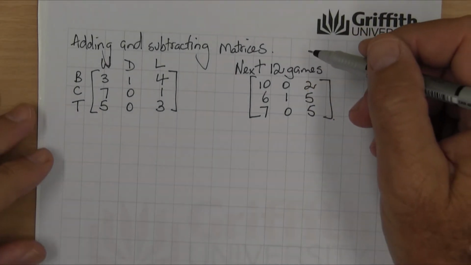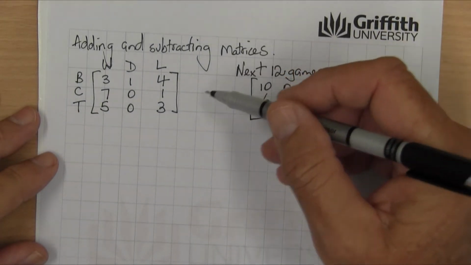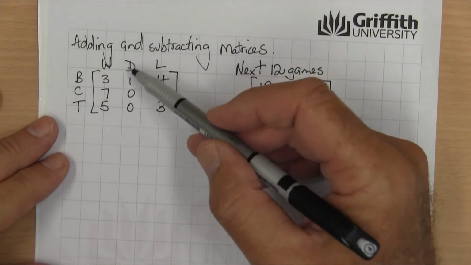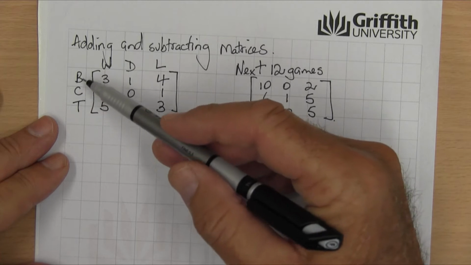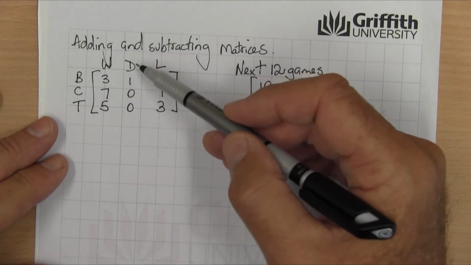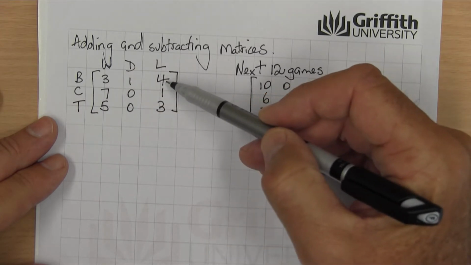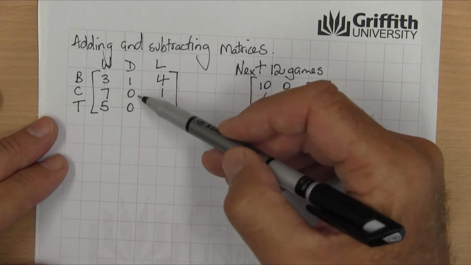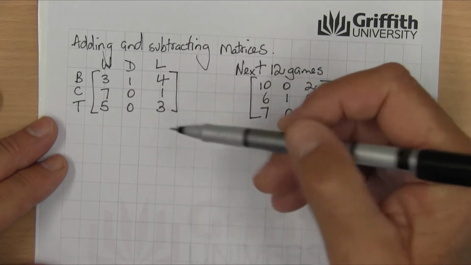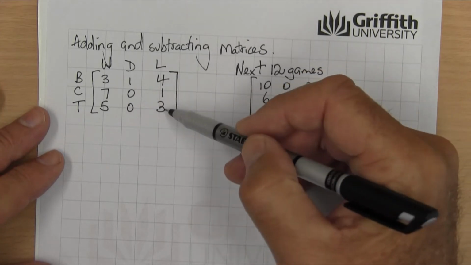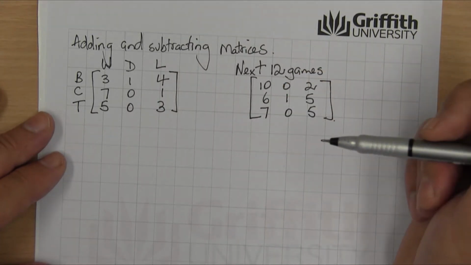Mathematical operations on matrices. If we go back to the previous lecture, we had 3 sporting teams. We could call them Broncos, Cowboys, Titans, and they had in the first 8 games 3 wins, 1 draw, 4 losses for the Broncos, and the Cowboys 7 wins, 0 draws and 1 loss, and the Titans had 7 wins, 0 draws and 3 losses.